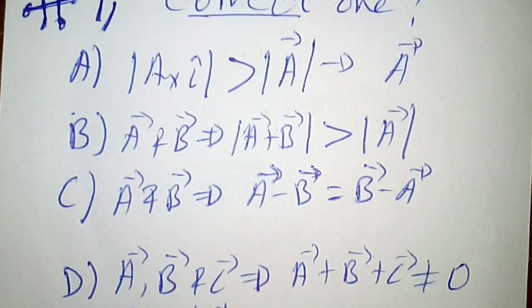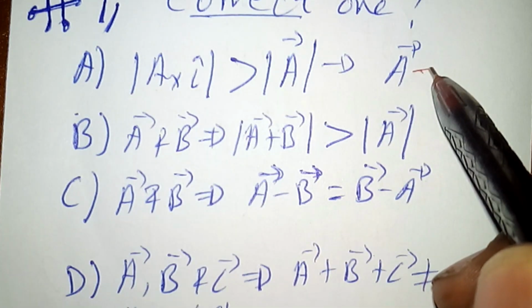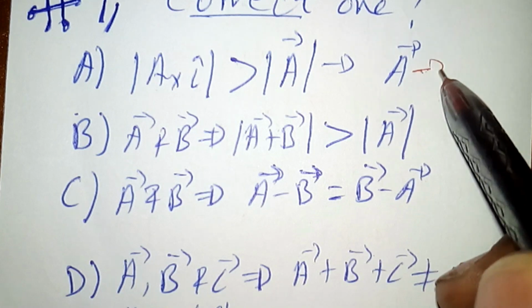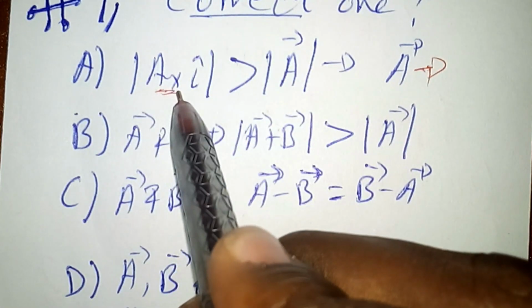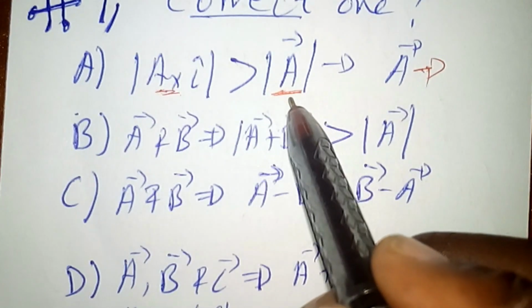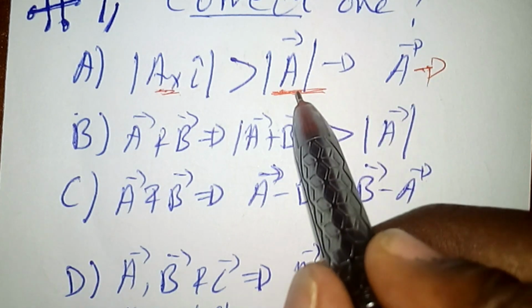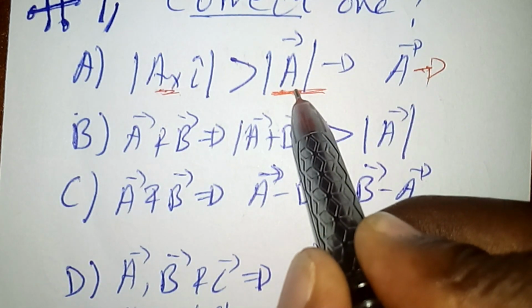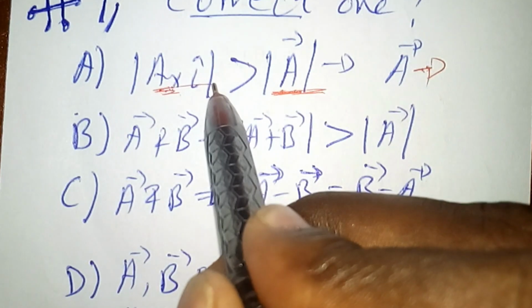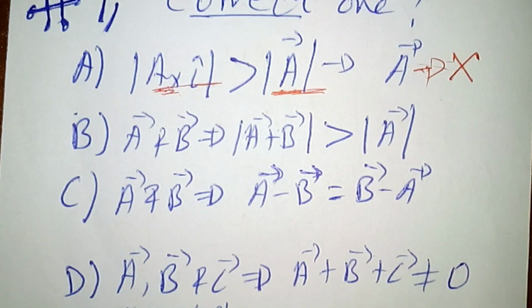So which one is correct? We have four alternatives from this question number 9. So which alternative is correct? For any vector A, the component of this vector along the x-axis is greater than the magnitude of vector A. But it is impossible because the magnitude of vector A is always greater than the magnitude of its components. So this is not correct, completely wrong.